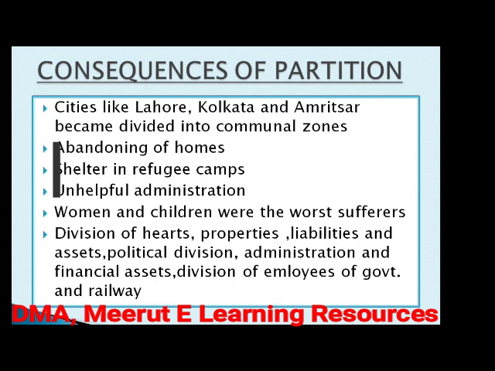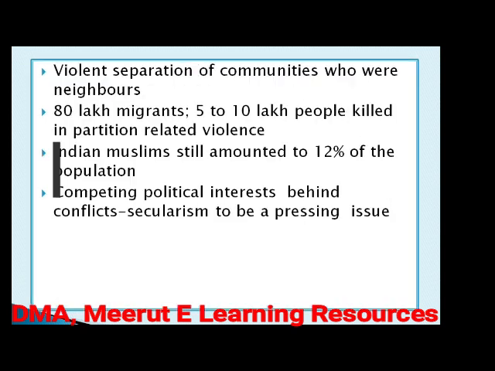It was most probably not only a division of boundaries, it was a division of hearts. They left their homeland where ancestors had stayed. They had left their fields, their neighbors, where they left their properties. Liabilities and assets were divided. Political divisions, administrative divisions to the extent of chairs being partitioned. Financial assets were divided. Employees were divided. Railways were divided. Besides, if this had been only in place, it would have been managed. The violence that followed is bitter even today. Memories still remain and the bitterness still persists, which we need to overcome. What's gone is gone, we need to change. Then there are 80 lakh migrants in both the areas, out of which 5 to 10 lakh people have been killed in partition related violence.